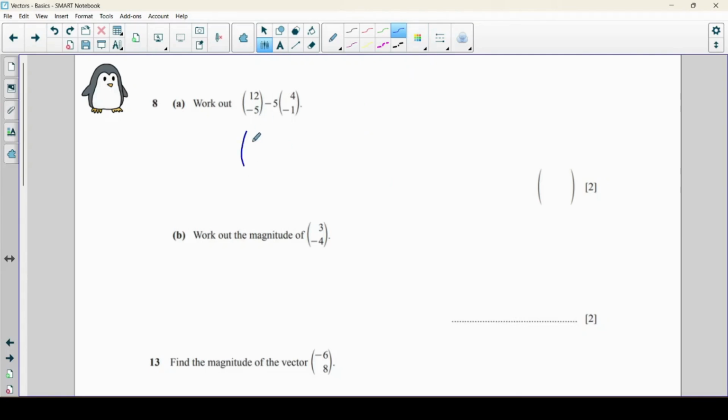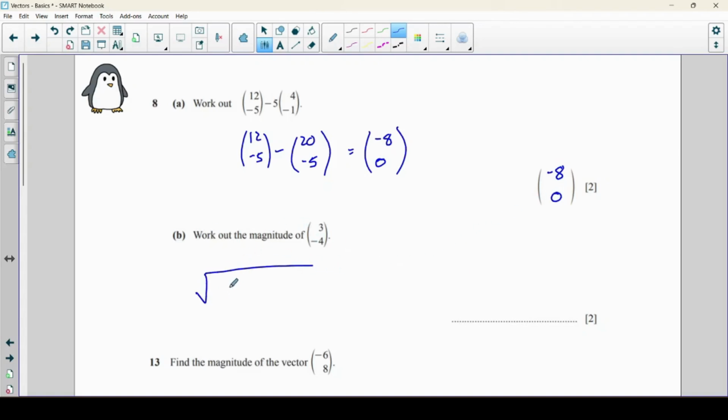Okay, let's do the multiplication in this one first. So I'm going to do 12, minus 5. I'm going to leave the minus sign here. I'm going to do 5 times by each of them. Okay, so 5 times 4 is 20. 5 times minus 1 is minus 5. And then I've got 12 take away 20, that's minus 8. And minus 5 minus minus 5, well that's the same as minus 5 plus 5, so that's 0. So minus 8, 0.